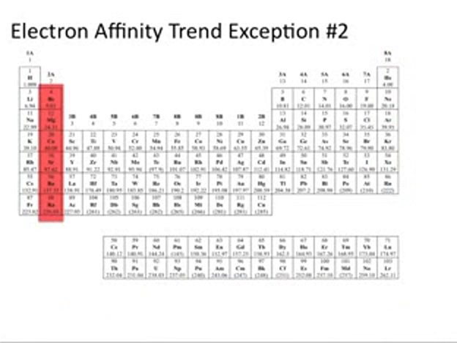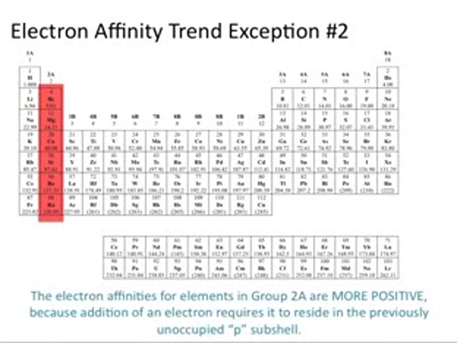The second trend is the elements in group 2A. The electron affinities for the elements in group 2A are more positive than the electron affinities for the elements in group 1A, even though we said that usually we see electron affinity values become more negative as we go from left to right across the periodic table. And this is because the addition of an electron requires it to reside in the previously unoccupied p subshell. So remember, as you're determining electron configurations, for each new shell, the first 2 electrons go into the s subshell. Add a third electron, that electron now has to reside in the p subshell.